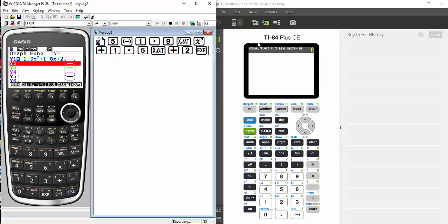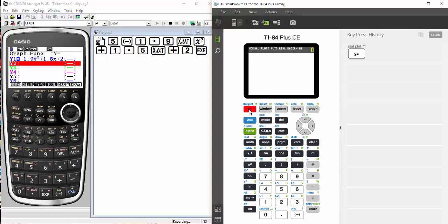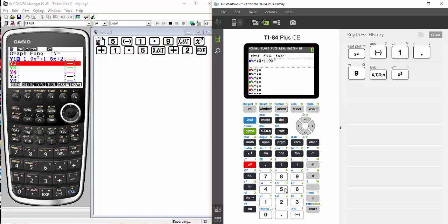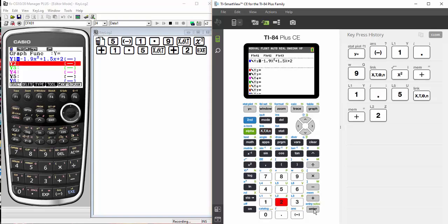Let's go over here and show the same process on the TI. So on the TI, I have my calculator here. To get into the Y equals, I simply hit the Y equals button up here at the top. I'm going to do the same thing. I'm going to enter my equation. So negative 1.9x squared, so you'll note those things are in slightly different places on these calculators, plus 1.5x plus 2, and I hit enter on a TI calculator. So far everything's pretty much the same.